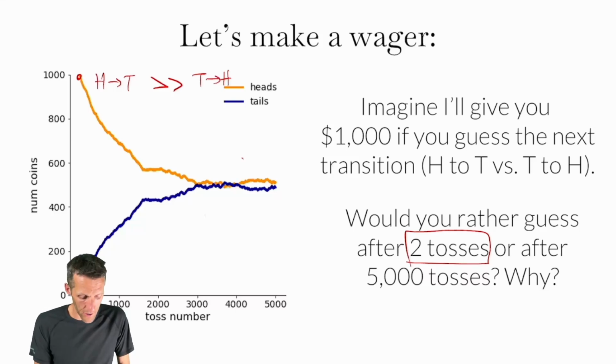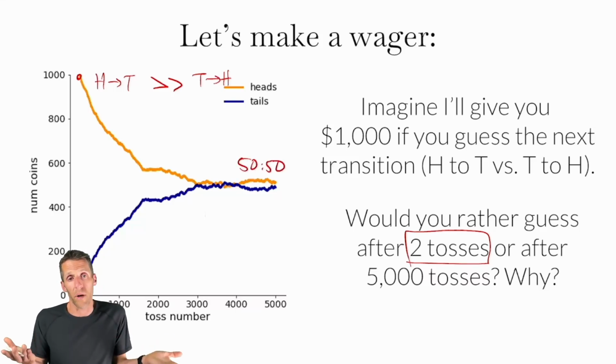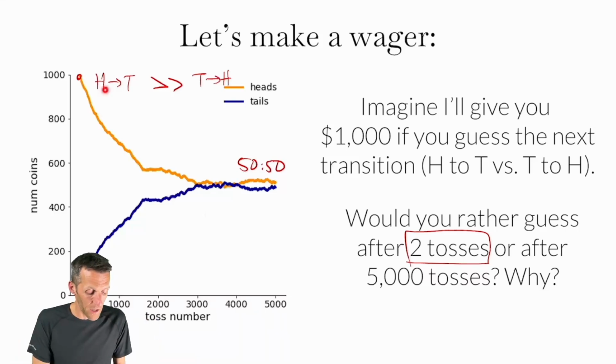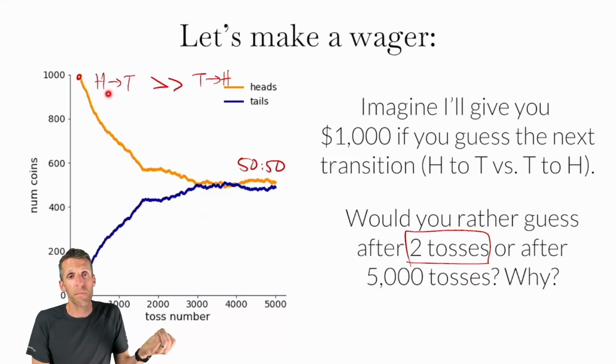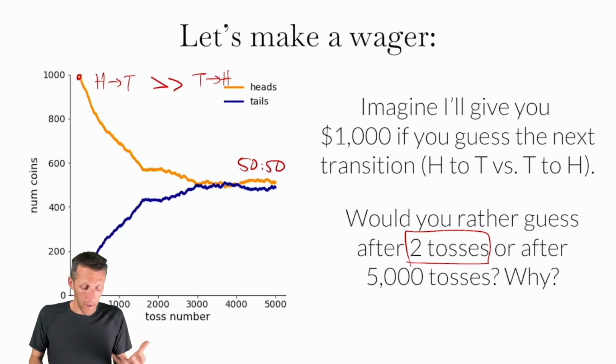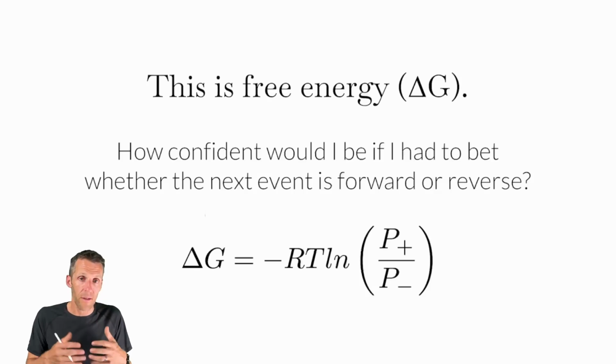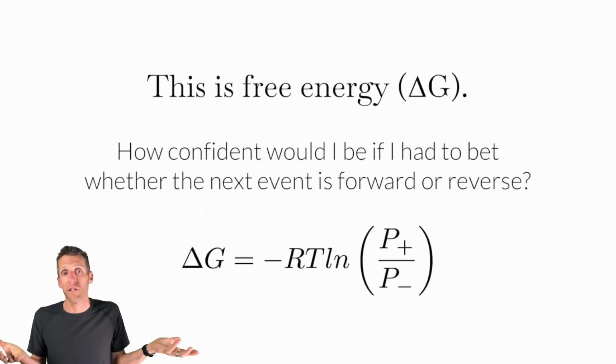Down here, your odds are basically 50-50. If I bet heads to tails, I'll win the money half the time. If I bet tails to heads, I'll win half the time. But if I'm over here, if I bet head to tails, I'll win most of the time. So it's always better to make the bet over here, early in the transition. Okay, so hopefully that makes sense. This is it. This is all that free energy is.